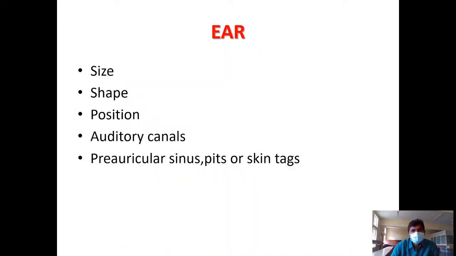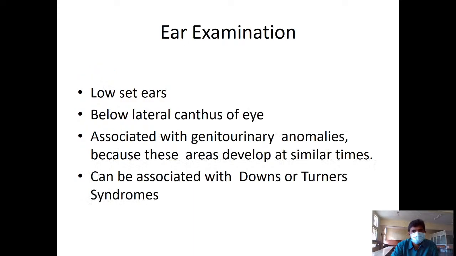Then ear, you need to look for size, shape, position, auditory canals, and any preauricular sinus, pits or skin tags. Then ear examination, low set ears. When you draw an imaginary line from the outer canthus of the eye, it should pass through the ear, dividing it into upper one third and lower two thirds. If the whole ear lies below that horizontal line, then you label the neonate as having a low set ear.